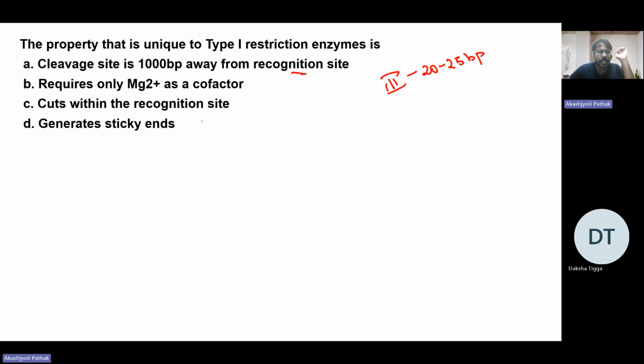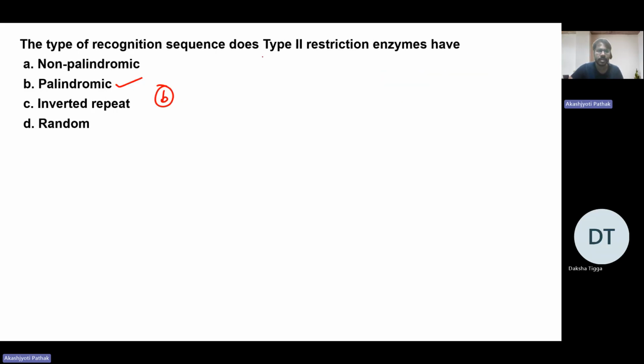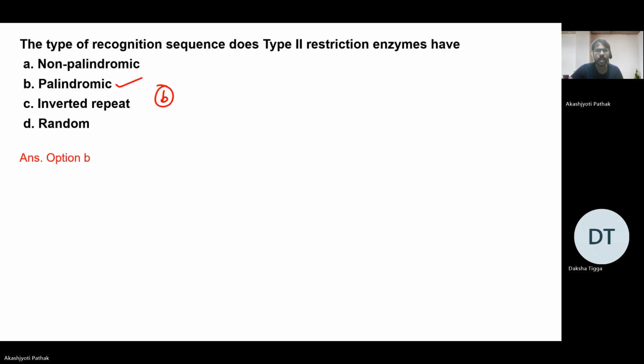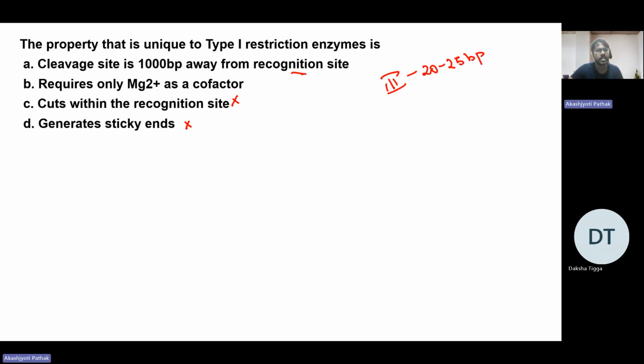Now, type 1 generates sticky ends. This is false. It generates non-sticky ends. And it cuts within the restriction recognition site. This is also wrong. False. Requires only magnesium. So only magnesium is required by type 2. Type 2 restriction enzyme only requires magnesium as cofactor, but type 1 requires other cofactors also. Magnesium, then it requires S-adenosyl methionine, and ATP also. All these are required. Okay, so you go through this table very carefully. So the answer is option A.